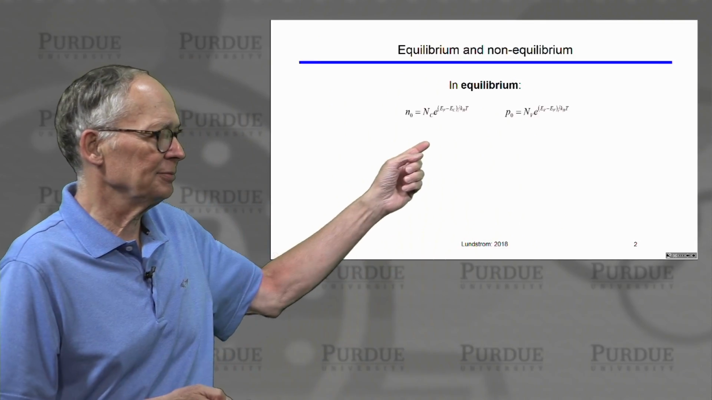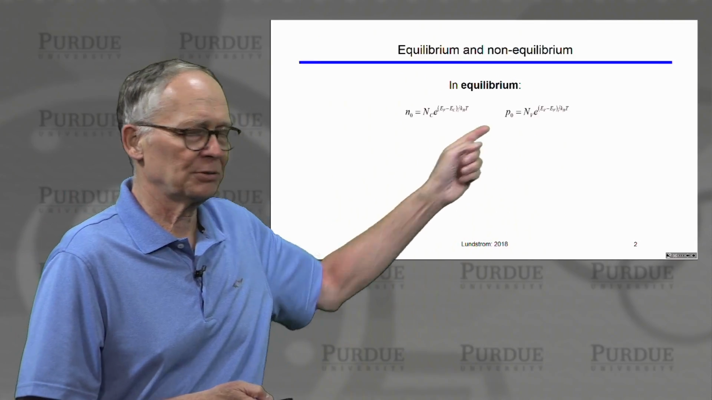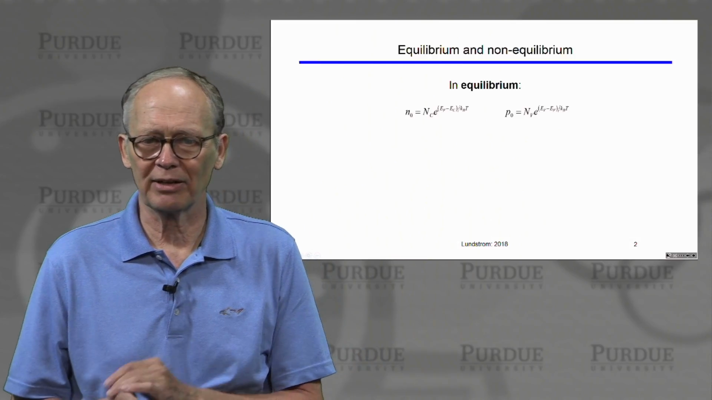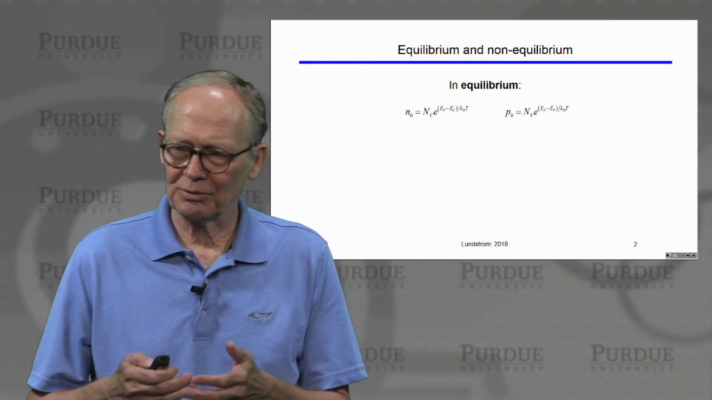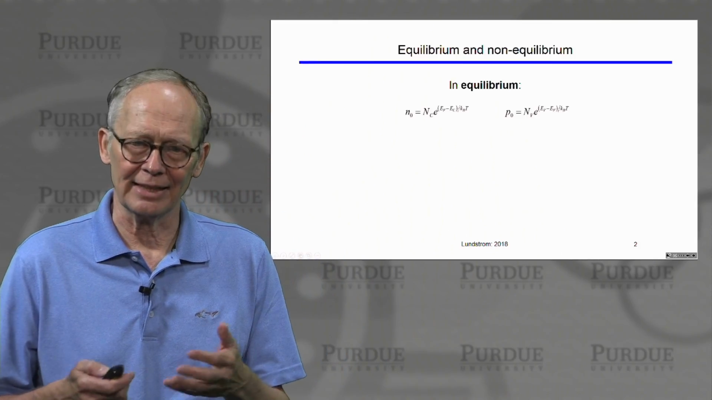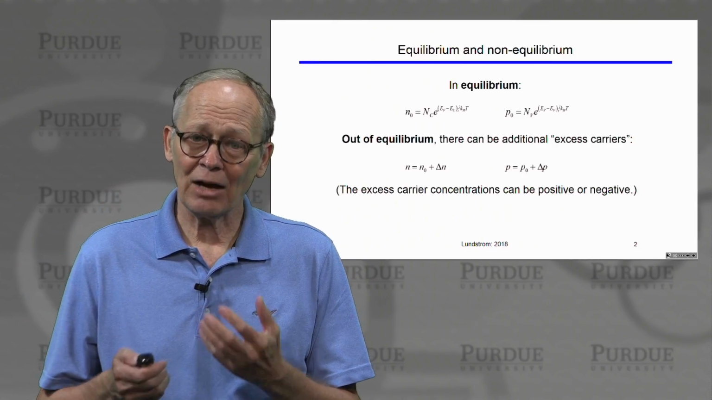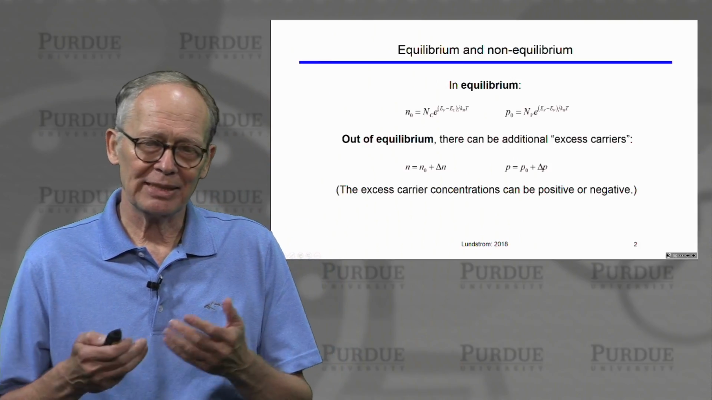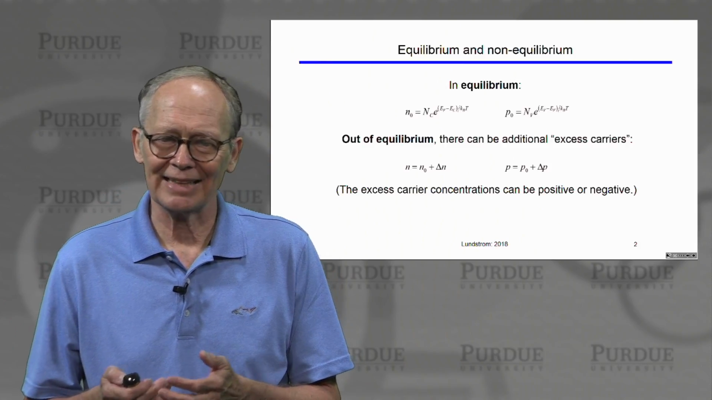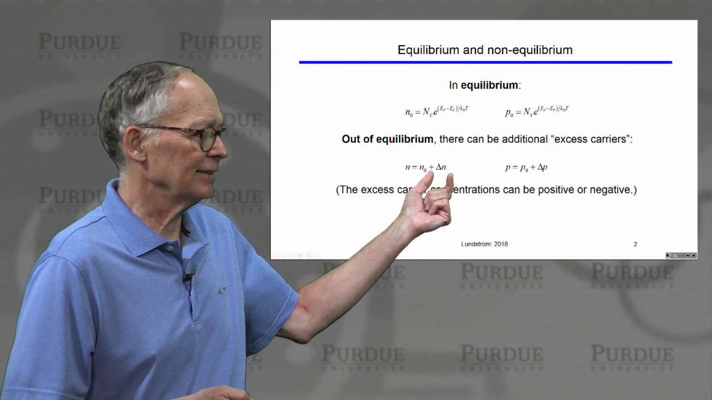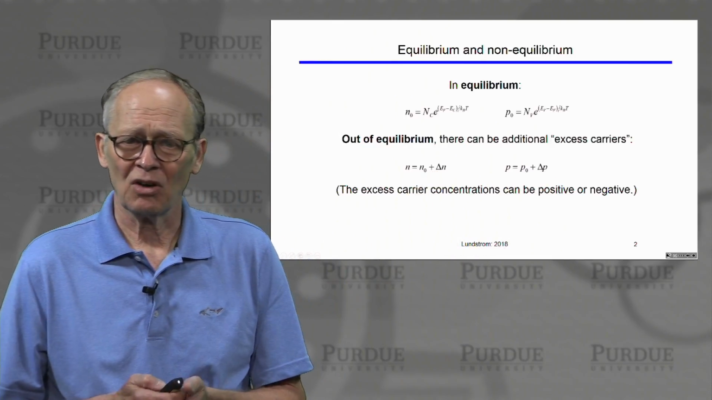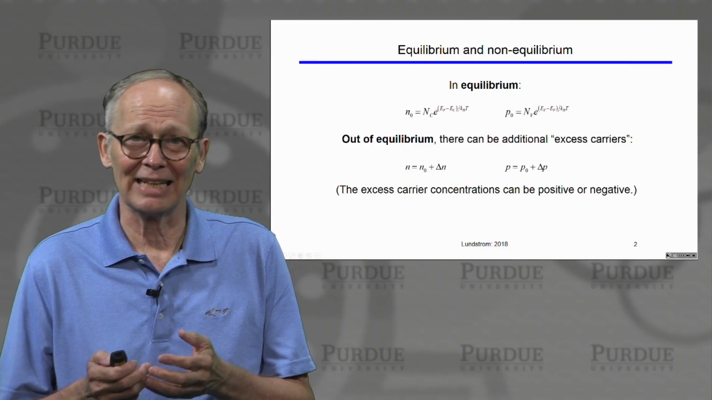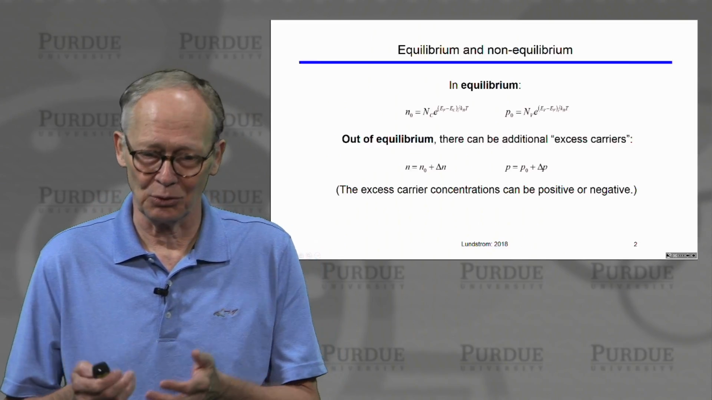Equilibrium we've discussed. We have these simple expressions that relate the equilibrium carrier concentration to the Fermi level, and we saw how to compute carrier concentrations in equilibrium. Now, out of equilibrium, there can be different ways in which we can introduce excess carriers. We might have added some excess electrons. We might have added some excess holes. Oftentimes, the process will add equal numbers of electrons and holes.